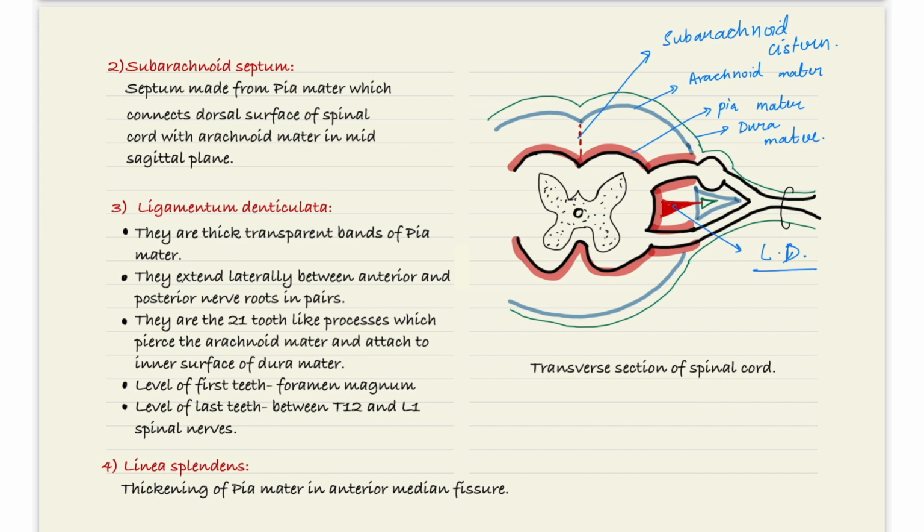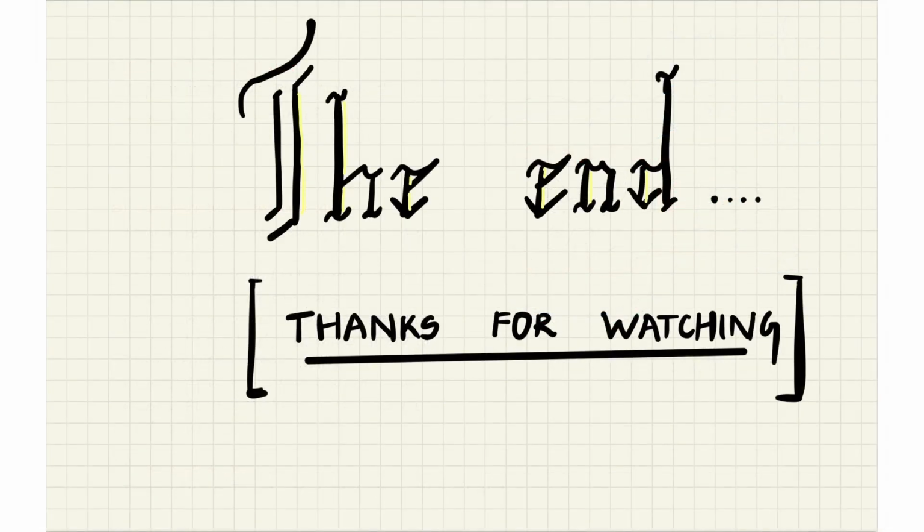Fourth and the last one is the linea splendens. It is the thickening of pia mater in the anterior median fissure. This is the anterior median fissure. So in the whole length of the spinal cord, we see the linea splendens, which is an extension of the pia mater. Here comes the end of this topic.